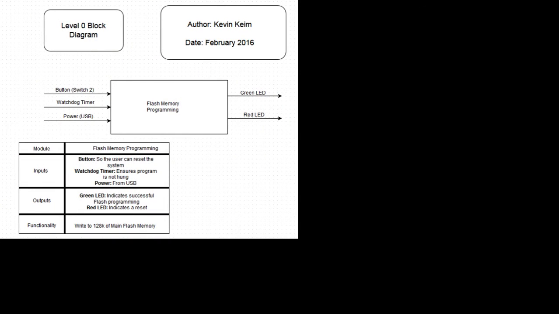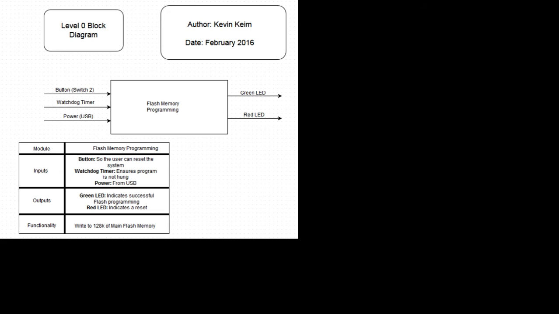Here you can see my level 0 diagram of what we'll be doing. We have 3 inputs: button switch, watchdog timer, and power. The button switch will just allow our user to reset the system if they would like. The watchdog timer makes sure that we don't get caught up while we're actually doing our flash memory writing. And USB power, obviously, powers our board.